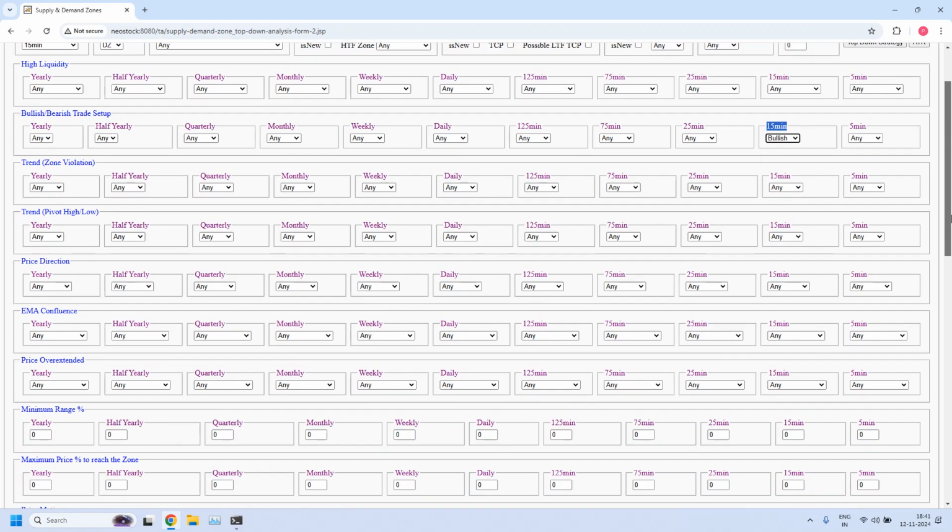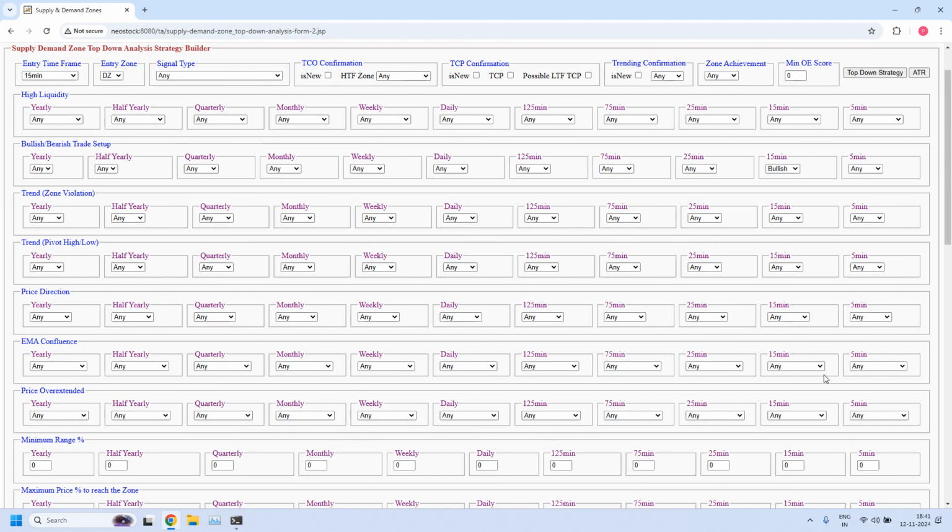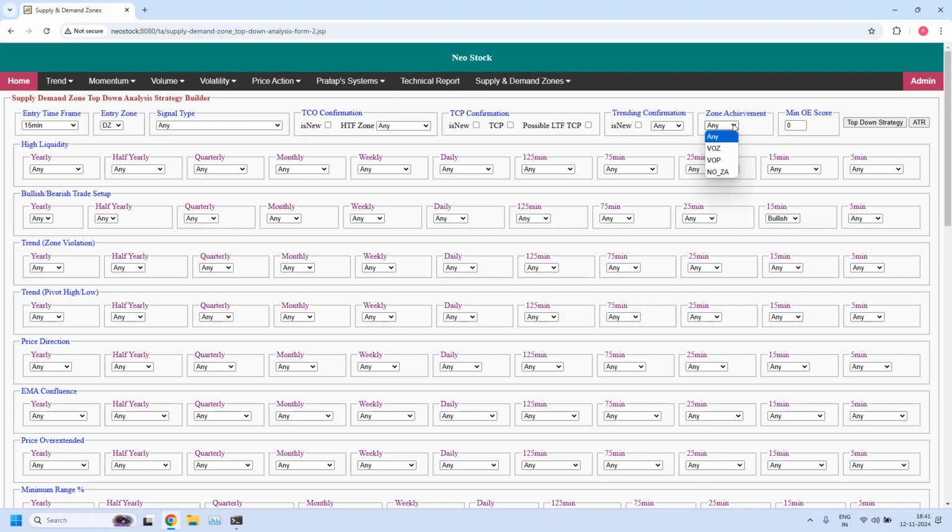These 15 minutes demand zones should not be pierced. So in the pierced count at 15 minutes time frame, minimum value should be 0, maximum value should be 0. That means 15 minutes demand zone is not pierced. Zone achievement violated opposing zone. Minimum odd enhanced score should be 12. All the three filters are applied to 15 minutes demand zone.